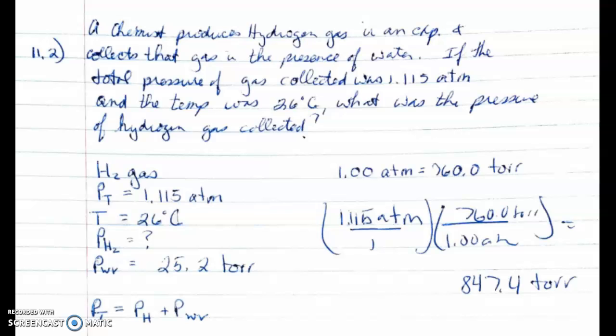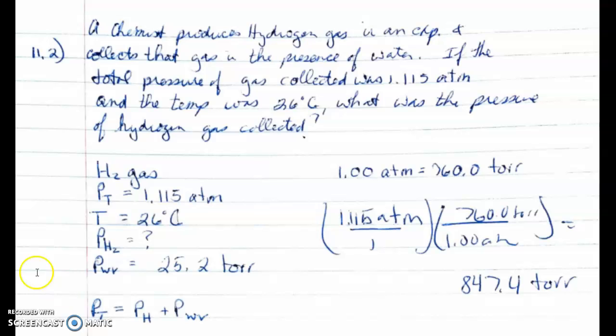Now, the second thing you have to remember is water. There is always, or even any liquid, but in this case it's talking about water, right? There is always pressure being exerted on the surface of that liquid, in this case water, and that's the water vapor pressure. So if hydrogen gas is collected in the presence of water, you know that the total pressure is not just the pressure of the hydrogen gas, but the total pressure will be the partial pressure of hydrogen gas plus the pressure of the water vapor.